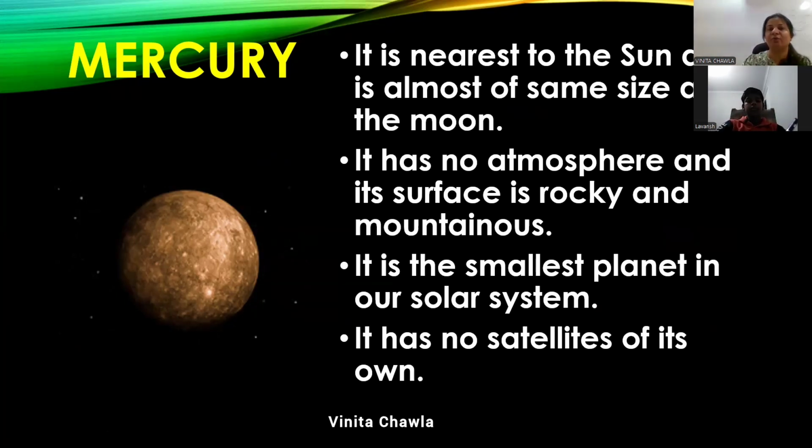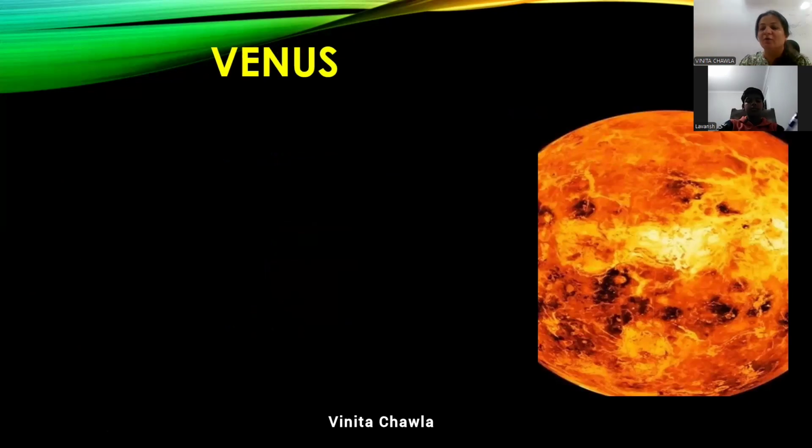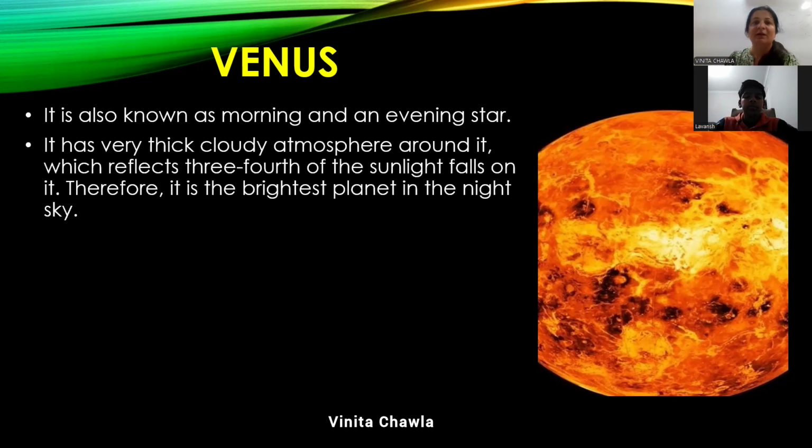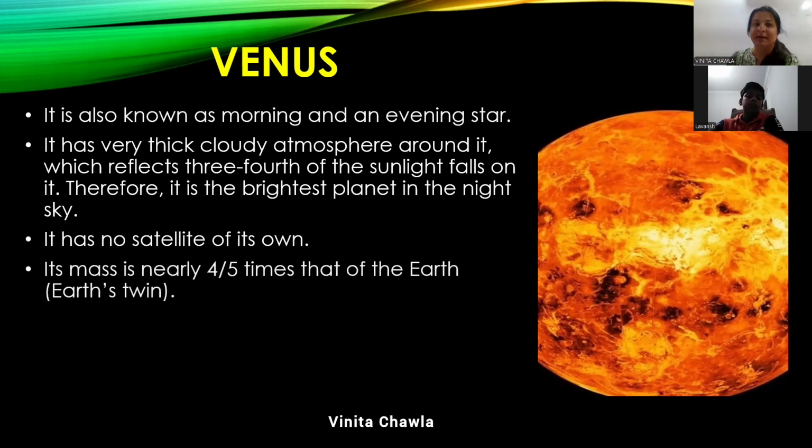After Mercury, we have Venus. Okay. Venus is the second nearest planet to the sun. It is also known as morning and evening star. It has a very thick, cloudy atmosphere around it, which reflects 3/4 of the sunlight that falls on it, and therefore it is the brightest planet in the night sky. It has no satellite of its own. Its mass is nearly 4.5 times that of the Earth, and therefore it is called Earth's twin.